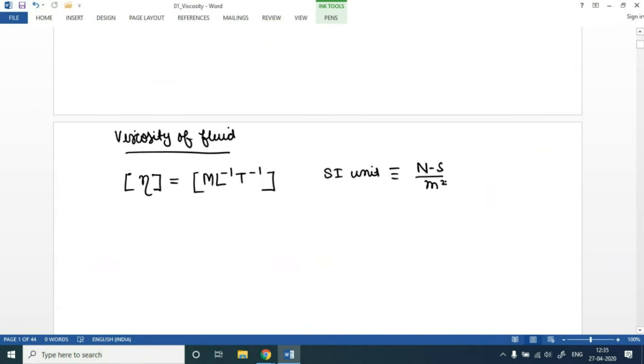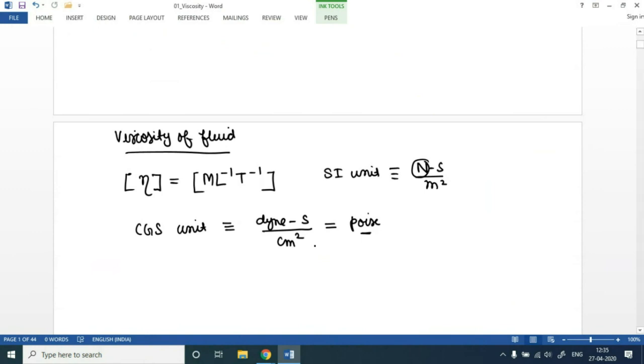But the more realistic unit that we will be using more often is its CGS unit, and you must understand that as well. The unit of force is Newton in SI unit, and in CGS unit it is dyne. The unit of length is centimeter. So dyne second per centimeter square, and this term here is known as poise, after the name of the famous scientist Poiseuille.